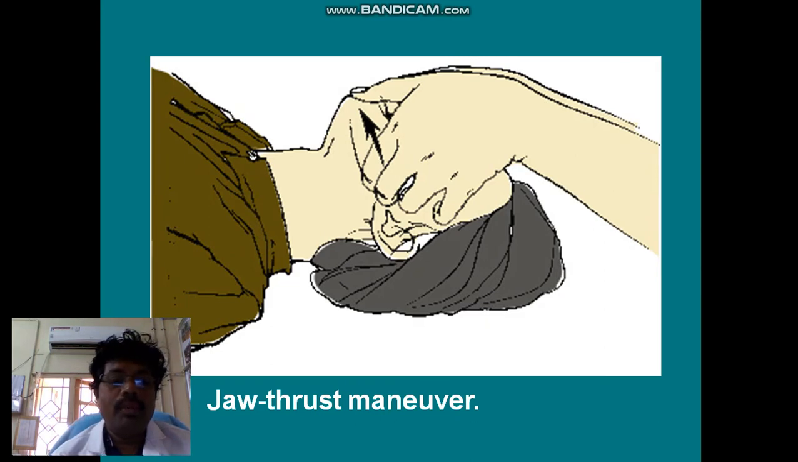In this picture you can see the first aider holding both sides of the mandible with both hands, and the thumbs are just on the mandible, and the four fingers are just under the mandible. This gives some head elevation, and it prevents tongue fall back too sometimes, and gives a free way of breathing. So this is called jaw thrust maneuver.